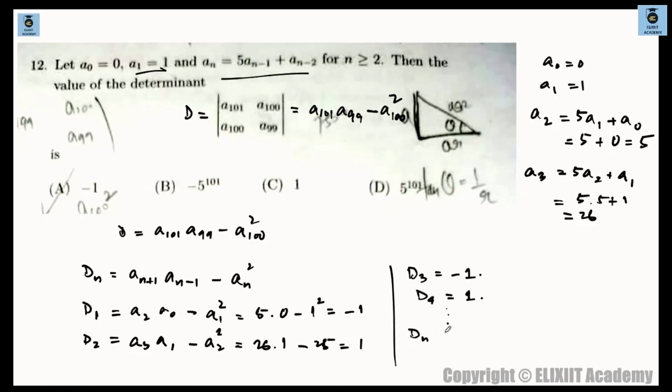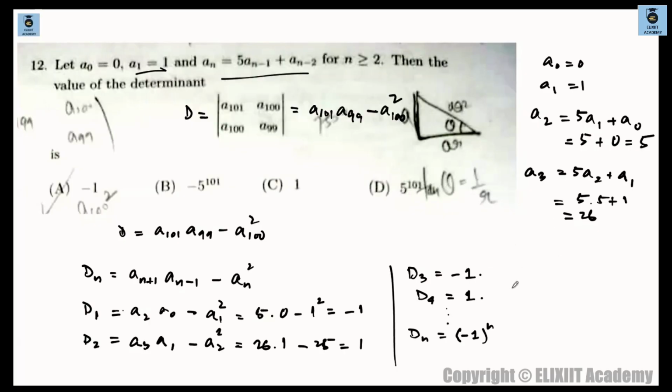So in general, Dn will be minus 1 raised to the power of n. For 1, we are having minus 1. For 2, we are having plus 1. For 3, again, for odd values, we are getting minus 1. So minus 1 raised to the power of n.